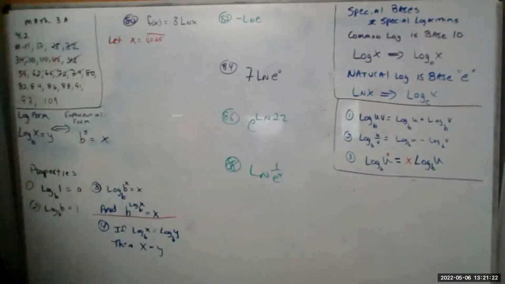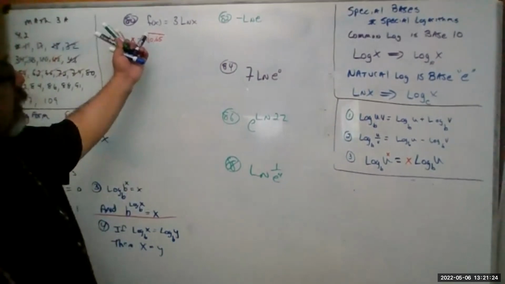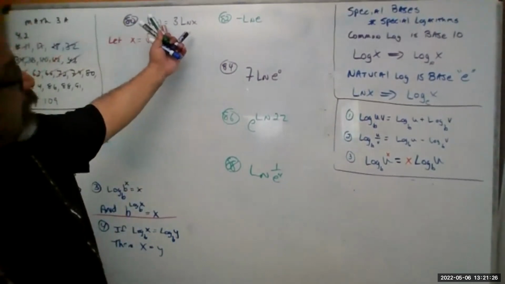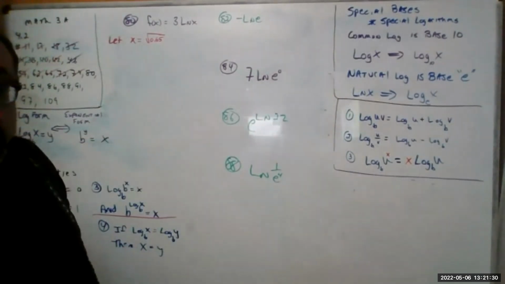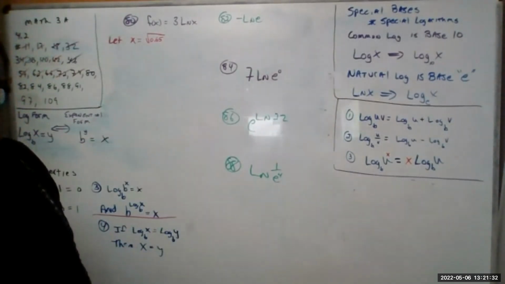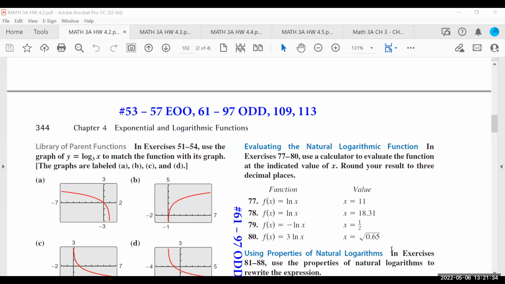Number 80. You're given this function, f of x equals 3 times the natural log of x, and they want you to evaluate what it equals if you plug in square root 0.65 into that natural logarithm. That's all.